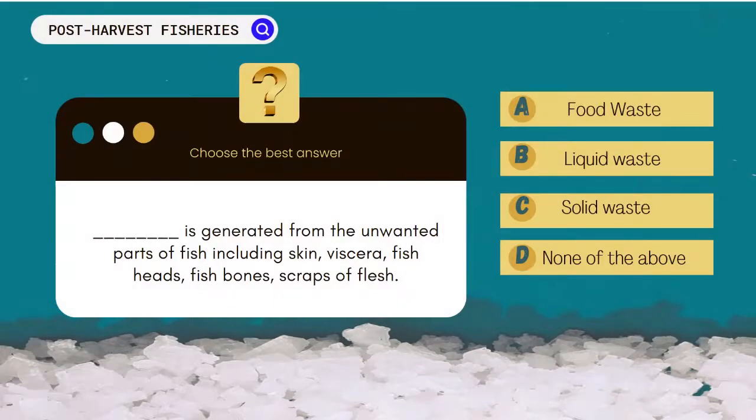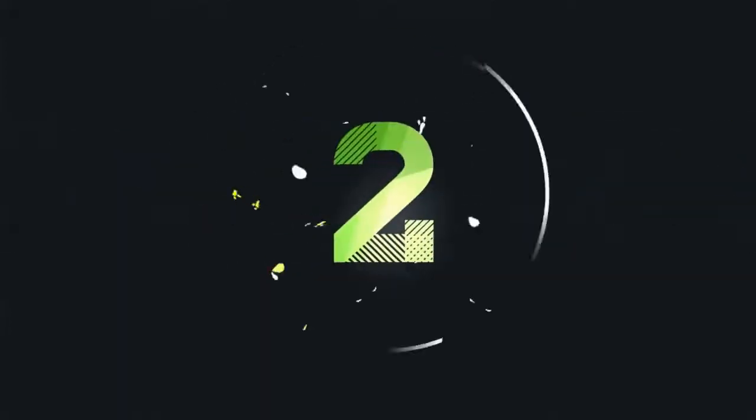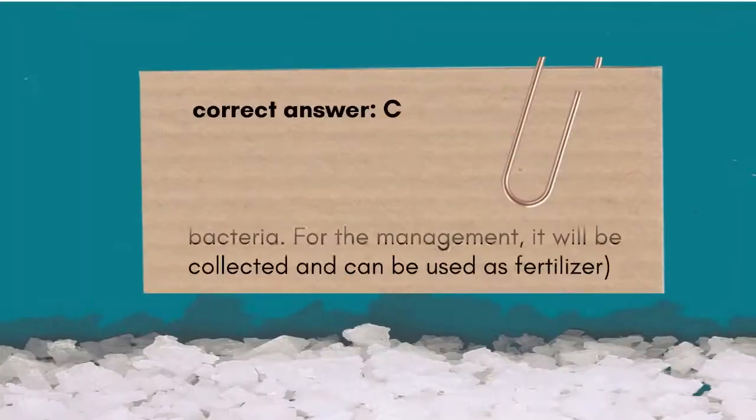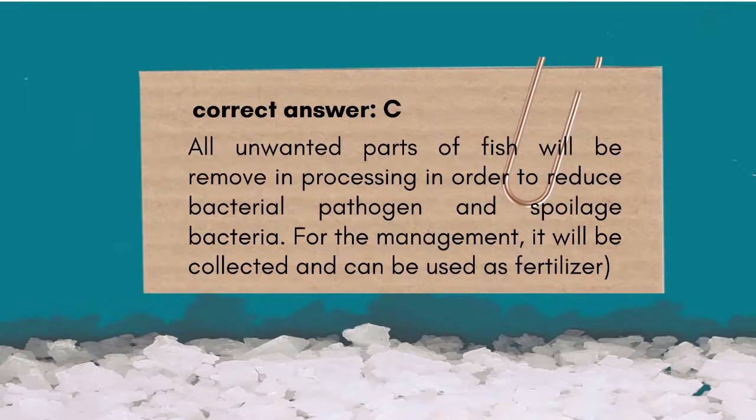Blank is generated from the unwanted parts of fish including skin, viscera, fish heads, fish bones, scraps of flesh. A. Food waste. B. Liquid waste. C. Solid waste. D. None of the above. Correct answer is C. All unwanted parts of fish will be removed in processing in order to reduce bacterial pathogen and spoilage bacteria. For the management, it will be collected and can be used as fertilizer.